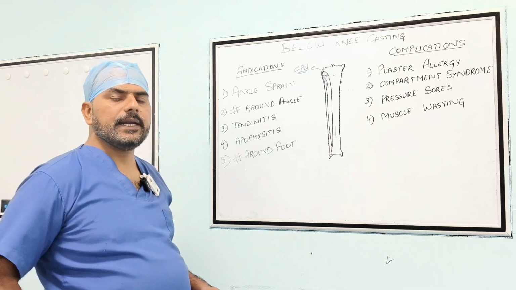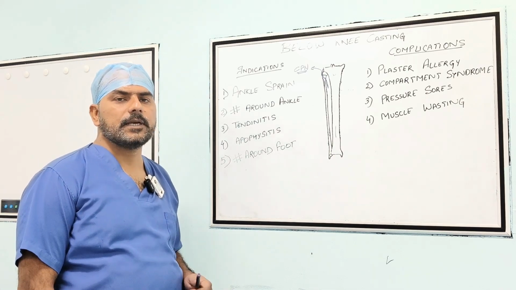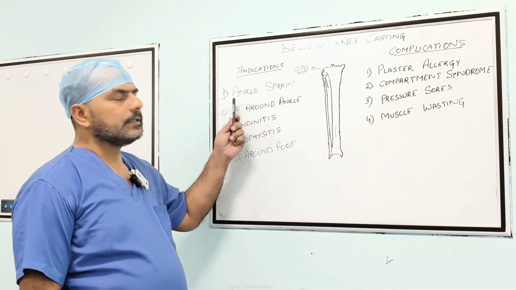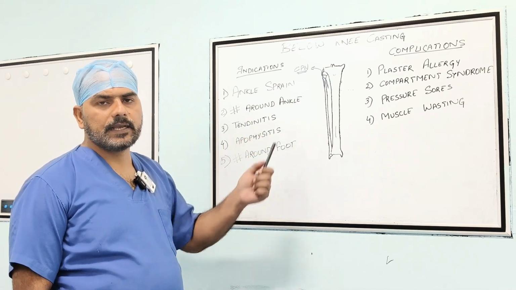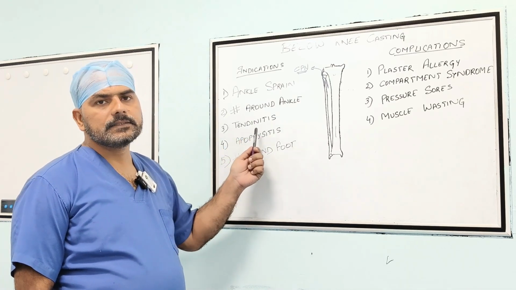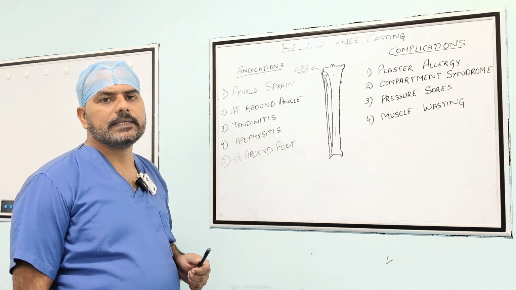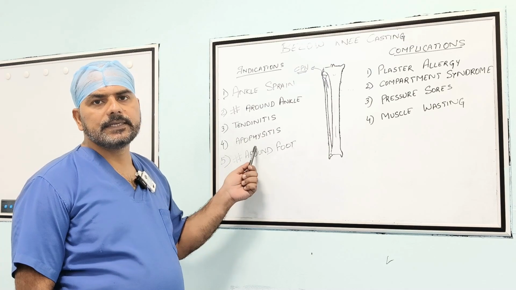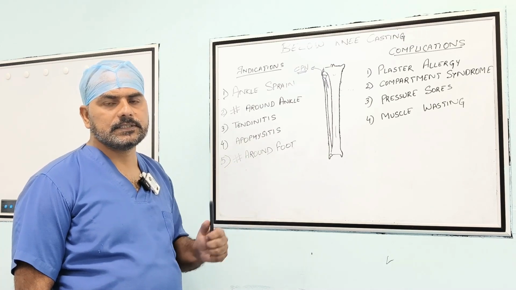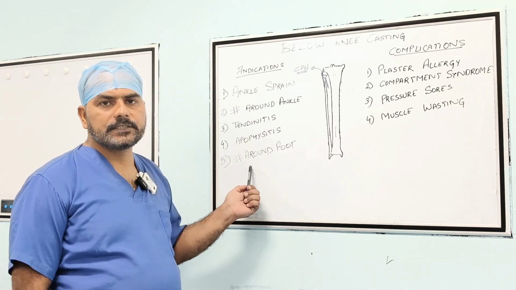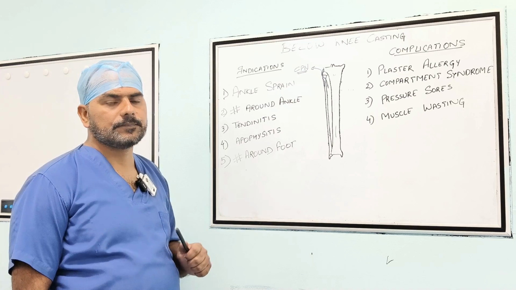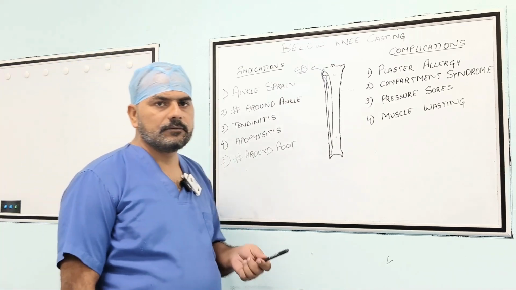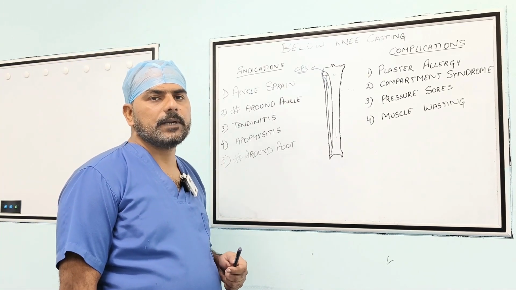If we broadly go through the indications of application of a Bologna plaster casting, definitely ankle sprain is one of the indications, then fractures around the ankle joint, tendinitis such as cases of acute Achilles tendinitis, apophysitis like Sever's disease in children, and fractures of the tarsals and the metatarsals, or we can broadly say fractures around the foot. Now let us see what is the extent of a Bologna plaster.